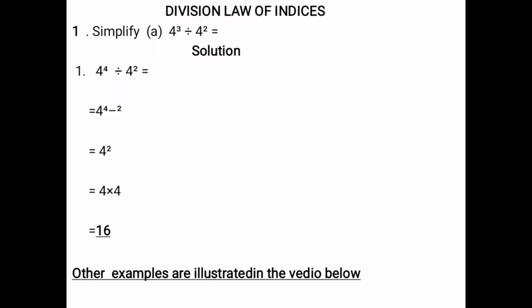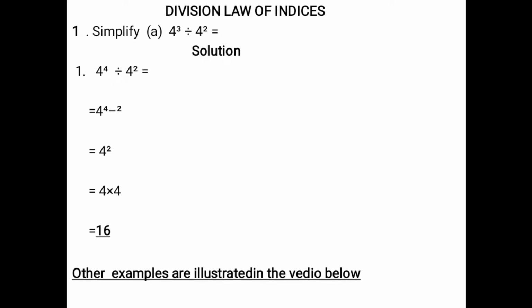Division law of indices. The question says simplify 4 power 3 divided by 4 power 2. Solution. Before I start solving, I just want to let you know that there are two questions, question 1A and question 1B. The one showing as question 1A is actually B, a mistake. Question A was 4 power 4 divided by 4 power 2.